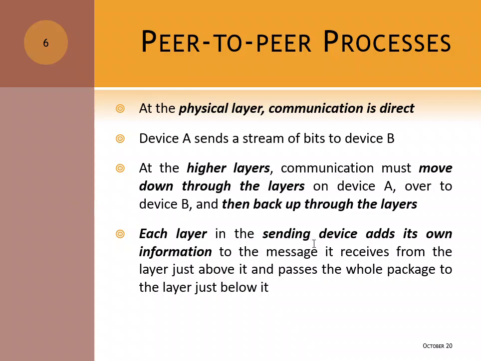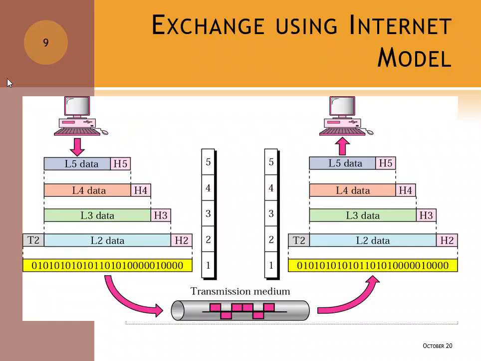Okay, each layer in the sending device adds its own information. Yang ni yang maksudnya header tadi, to the message it received from the layer just above it and pass the whole package to the layer just below it. Maksudnya daripada layer 5 akan tambah information. Kemudian data yang telah ditambah information tadi dihantar ke layer 4. Maksudnya length of the data is increased at each layer. Layer 4 akan tambah lagi header dan begitulah seterusnya.